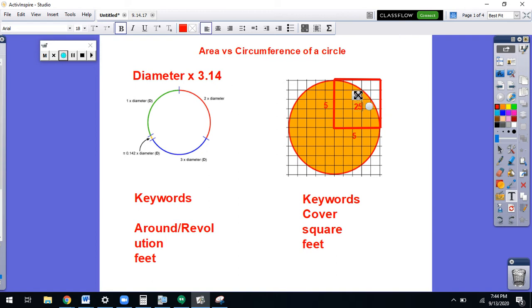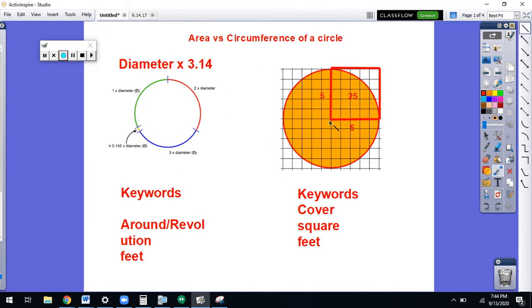So 25 represents how many squares are actually in this radius square. Notice we do have some leftovers, right? We'll get to that in a little bit. So now we're thinking, how many of these radius squares would it take to cover the whole circle? Most people understand there will be another one, right?